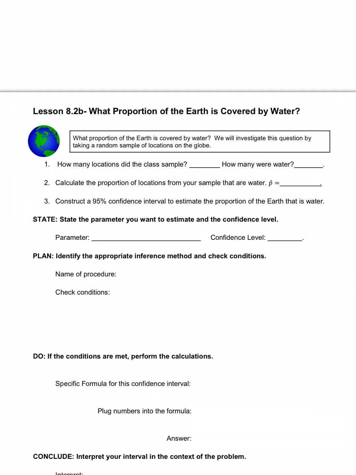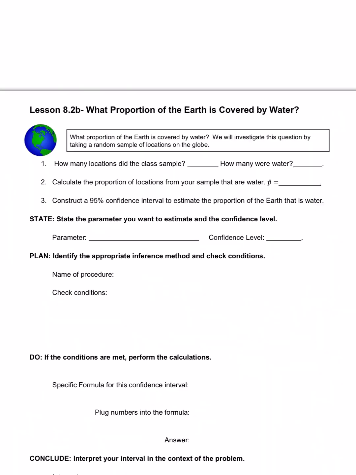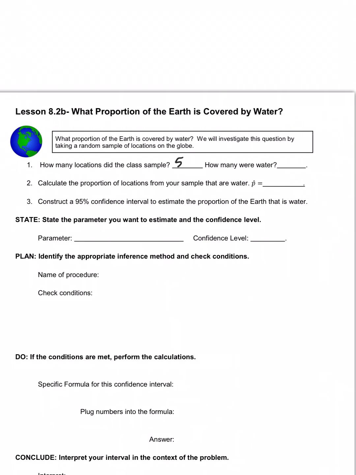Okay, how many locations did we sample? 50. And how many were water? 30. The proportion of locations from our sample, our p hat, is 60%, right? 30 over 50. All right. So now it says construct a 95% confidence interval to estimate the proportion of earth that's water.